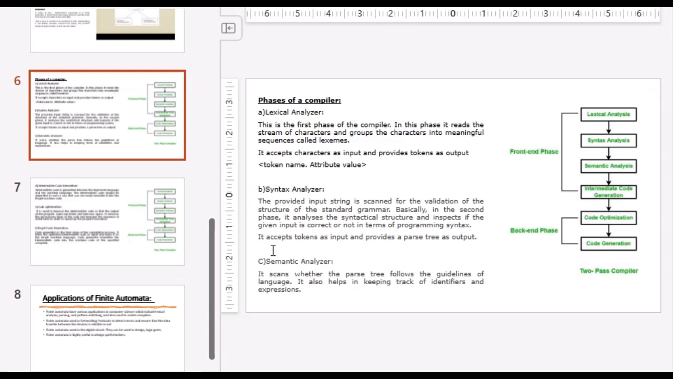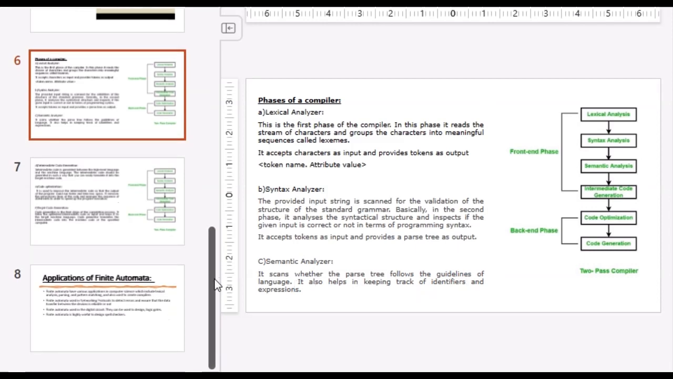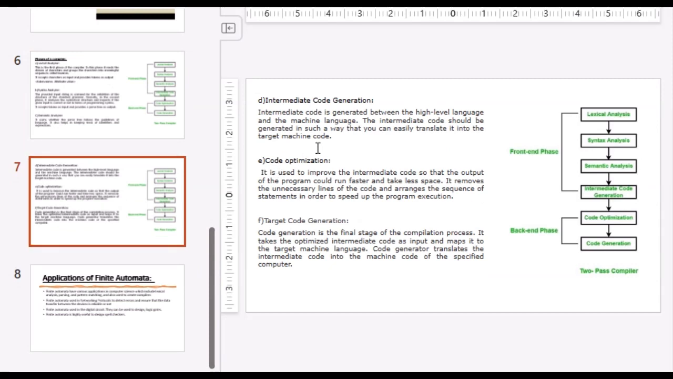The parse tree generated as the output by the syntax analyzer will be taken as input by the next phase, the semantic analyzer, and it will check for the guidelines of the language, and check whether the expressions are used properly or not. It scans whether the parse tree follows the guidelines of the language. It also helps in keeping track of the identifiers and expressions used in the parse tree. The next phase is the intermediate code generation.